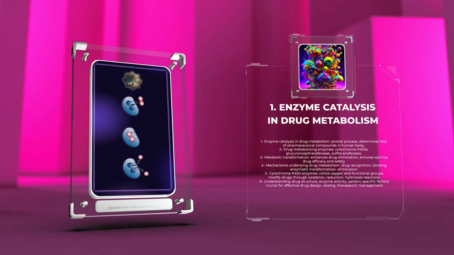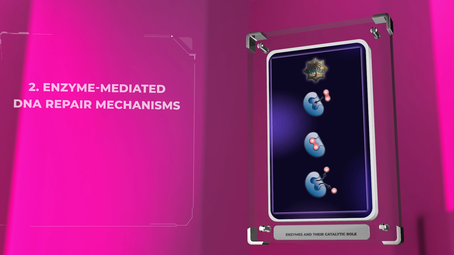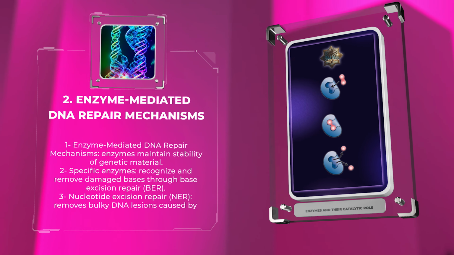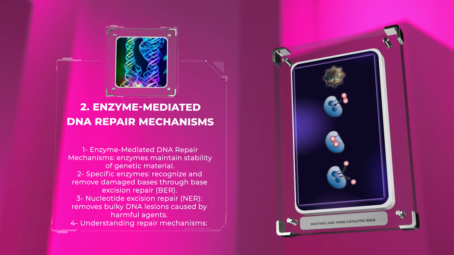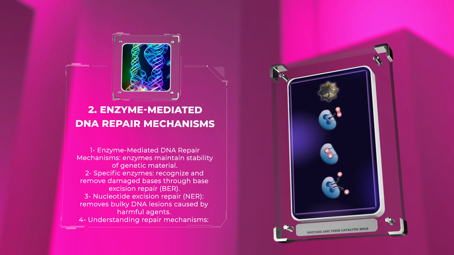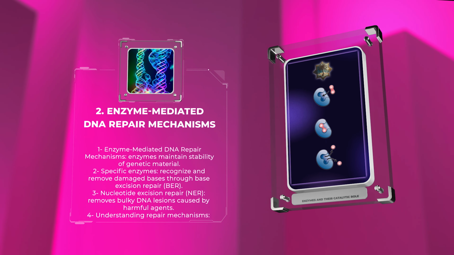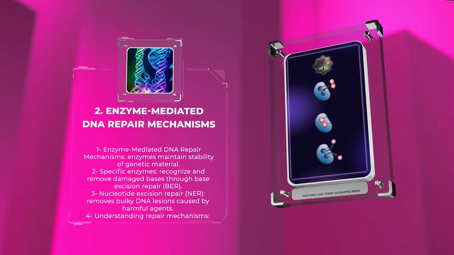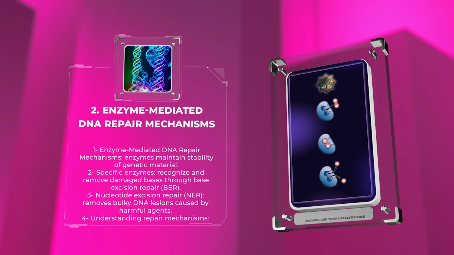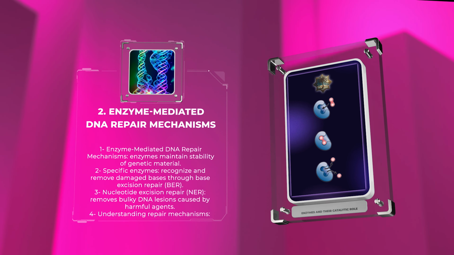and therapeutic management. In this video section on enzyme-mediated DNA repair mechanisms, we explore how enzymes play a crucial role in maintaining the stability of our genetic material. DNA is constantly exposed to damaging factors, but specific enzymes have evolved to recognize and remove damaged bases through base excision repair, BER. Other enzymes collaborate to synthesize and replace the excised base. Nucleotide excision repair, NER, removes bulky DNA lesions caused by harmful agents. Understanding these repair mechanisms allows scientists to develop strategies for preventing genetic disorders and reducing the risk of cancer.